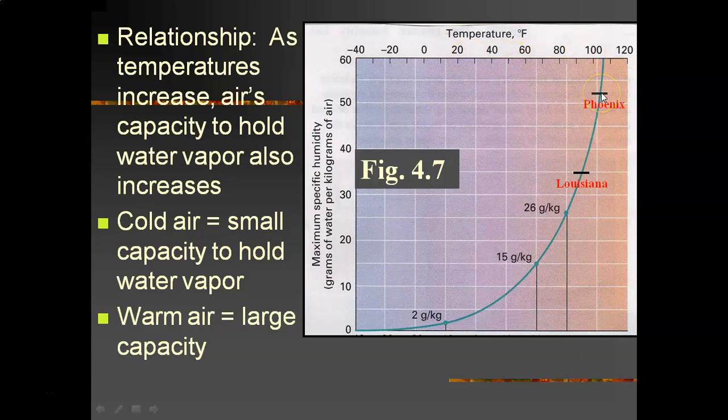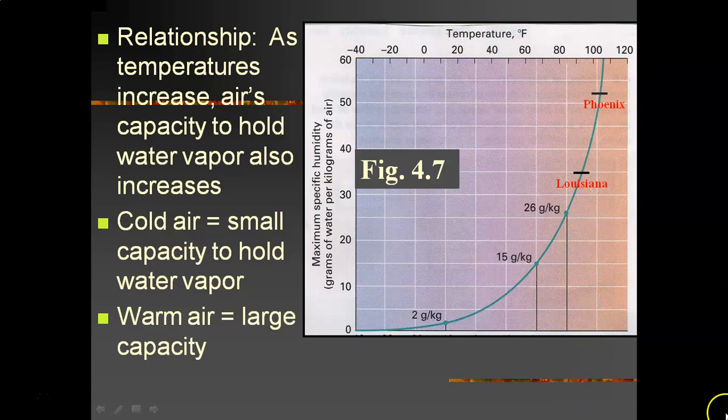But the thing is, I've got Louisiana and Phoenix here. Both states are very, very hot in summertime. We're usually here, in the 90s. And so we have a large capacity to hold water vapor. We can, in this diagram, in the mid-90s, hold about 35 grams of water vapor. And so we can hold 10 grams, 20 grams, 30, up to a maximum of 36 grams.